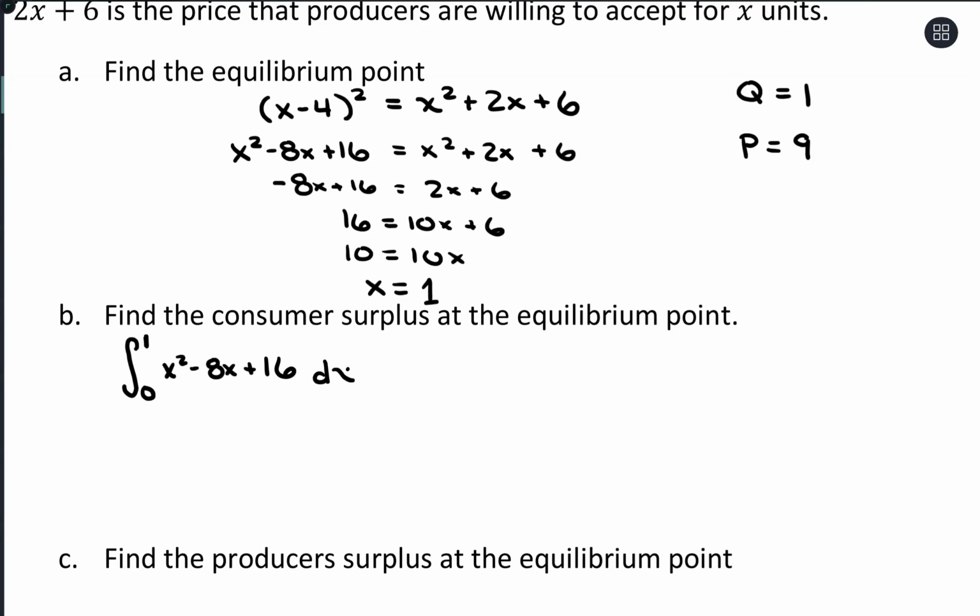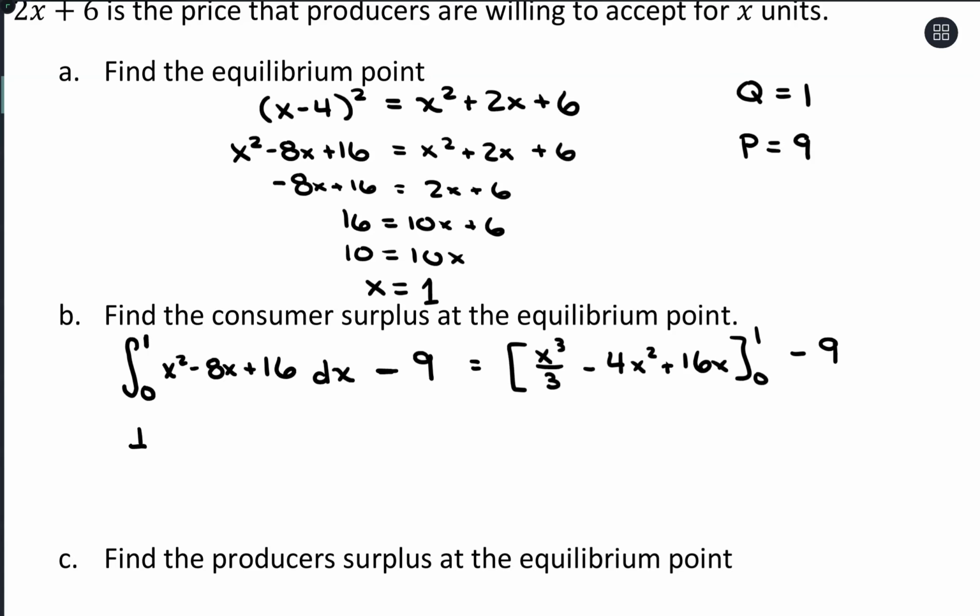We can just use the power rule for taking the antiderivative. And then we have our definite integral and then minus q times p, so 1 times 9. With that, we're going to have x cubed over 3 minus 8x squared over 2, so 4x squared, plus 16x. And we're evaluating that from 0 to 1, and then on the outside we have a minus 9.